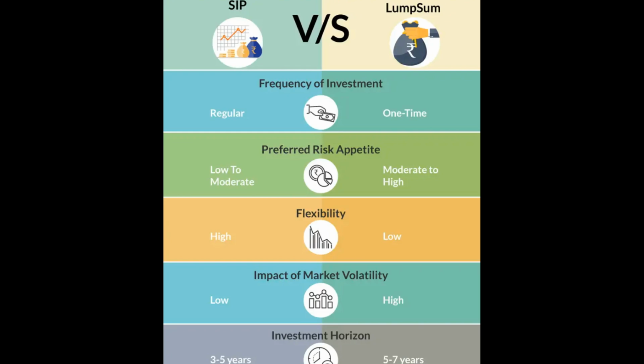Many platforms also offer a step-up SIP feature. This allows you to automatically increase your SIP amount every year. For example, if your SIP is $300 per month, you might choose to increase it by 5% annually. Since income generally grows over time, increasing your investments gradually can help you reach your financial goals faster.